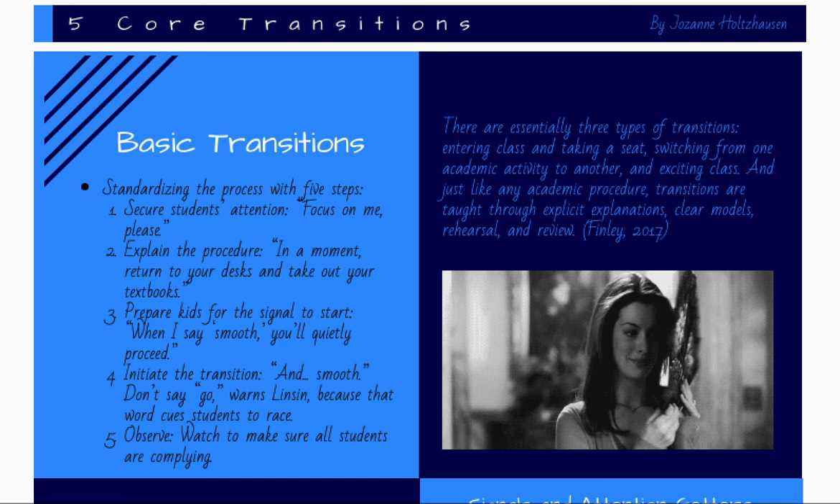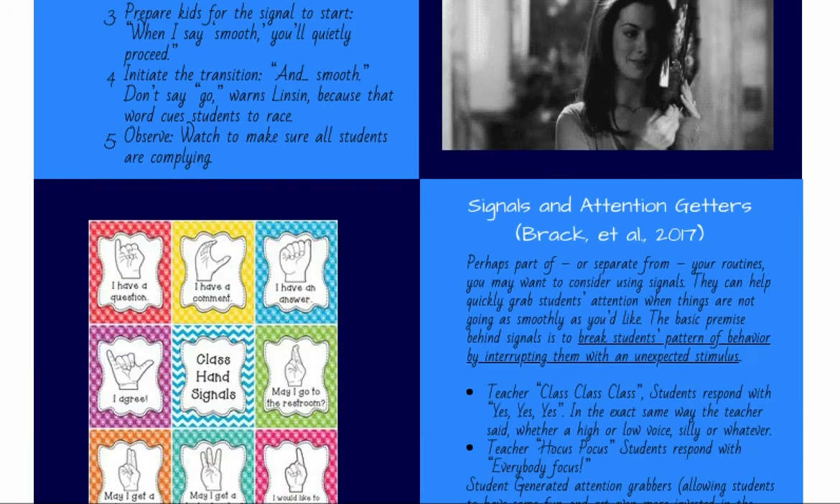It is essential for you to keep your transitions basic. Standardizing the process with some easy steps is an easy way to make sure that students know what's happening. Something like securing students' attention, "focus on me please," explaining the procedure, and then preparing the kids with a signal is something that you need to make sure that your transitions are smooth. Instead of using a word like "go," you can use a word like "smooth," which means that students don't get frantic and mayhem ensues, and it reminds them that this is supposed to be a smooth transition.